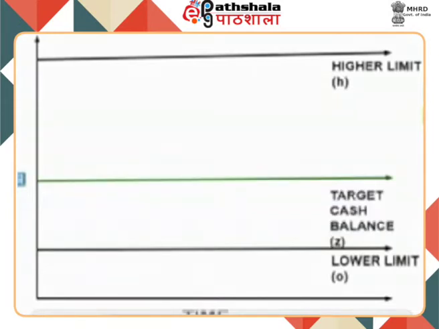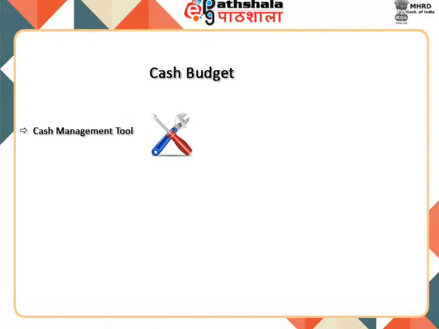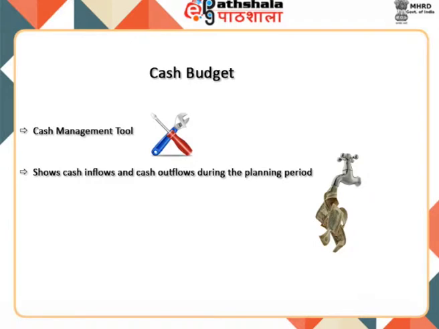The model sets higher and lower control limits H and L respectively, and a target cash balance Z. When the cash balance reaches H, let us now understand one of the most effective tools of cash management, the cash budget. It is a statement showing the estimated cash inflows and cash outflows during the planning period. It thus highlights the net cash position, surplus or deficit, of the firm in a particular planning period undertaken.